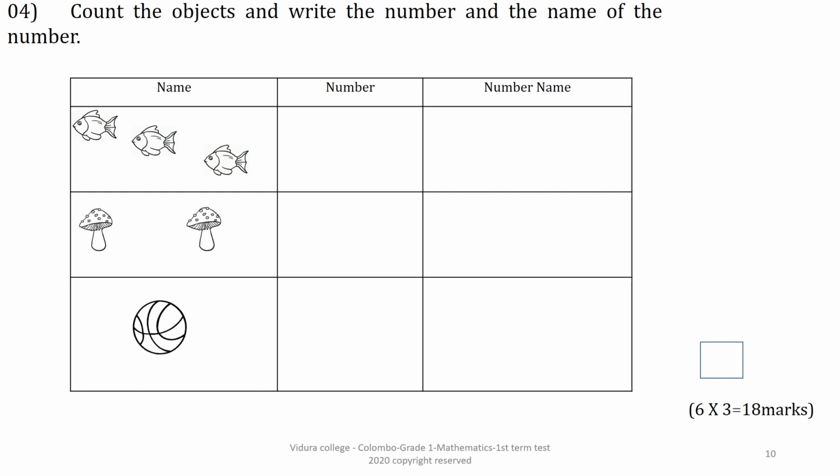Okay, we'll go to the last one. See what is there in the box? Yes. Count how many balls are there and write the number in the middle box and number name in the last box. Okay, Pute. Did you finish writing? Very good. We'll go to the next question.